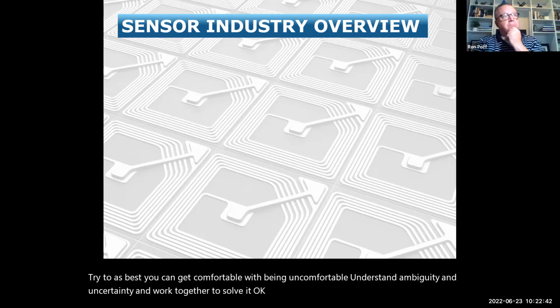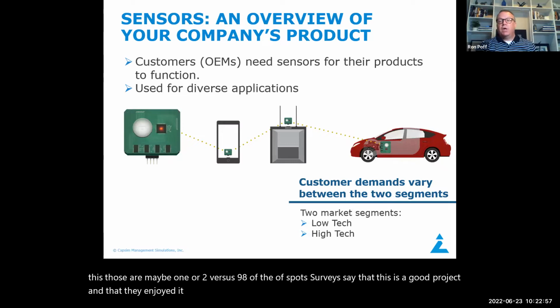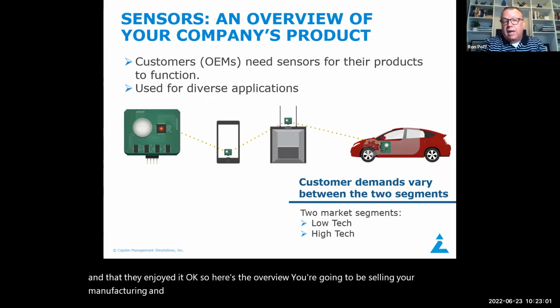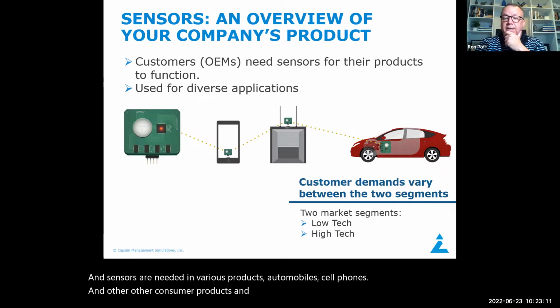Spot surveys, sure, there's some negatives. I will say this, those are maybe 1 or 2%, versus 98% of spot surveys say that this is a good project and that they enjoyed it. Okay, so here's the overview. You're manufacturing and selling sensors, and sensors are needed in various products, automobiles, cell phones, and other consumer products and business industrial products as well.